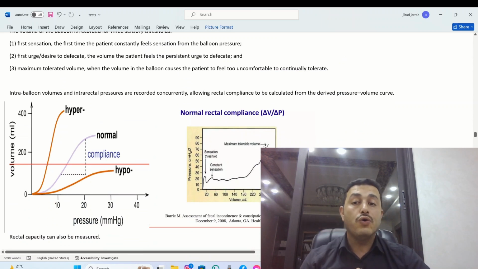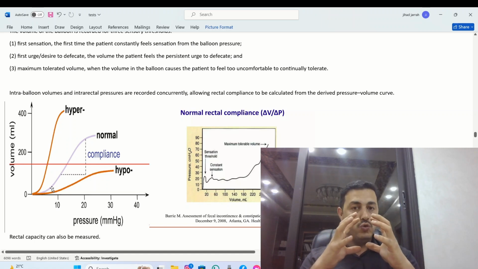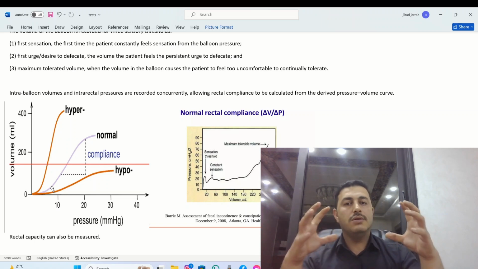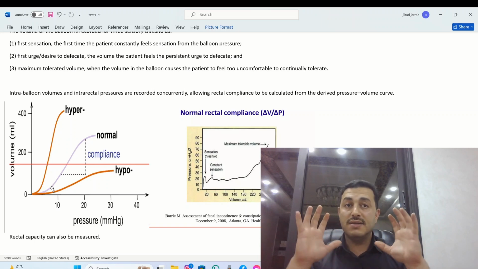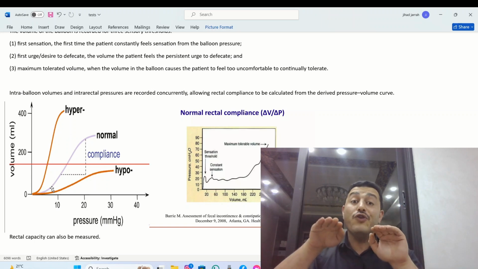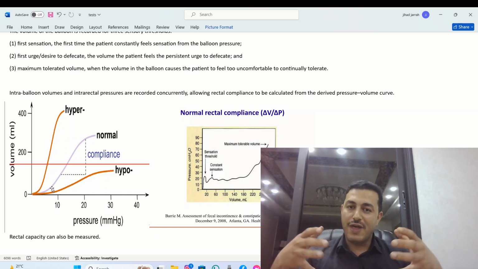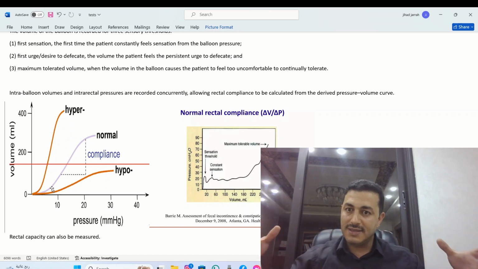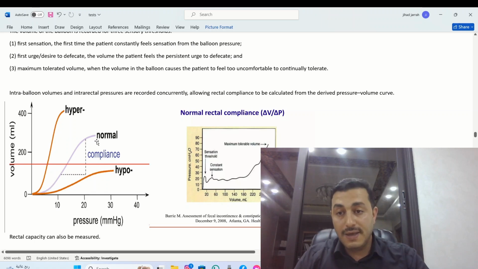As you see, when we increase the volume of the balloon, mimicking that there is stool in the rectum, the pressure will increase. This is logical. The pressure will increase for a while, then it will come to a steady phase. This is because of the accommodation, the compliance of the rectum. The rectum will distend, so the relation is not linear, but as you see here.